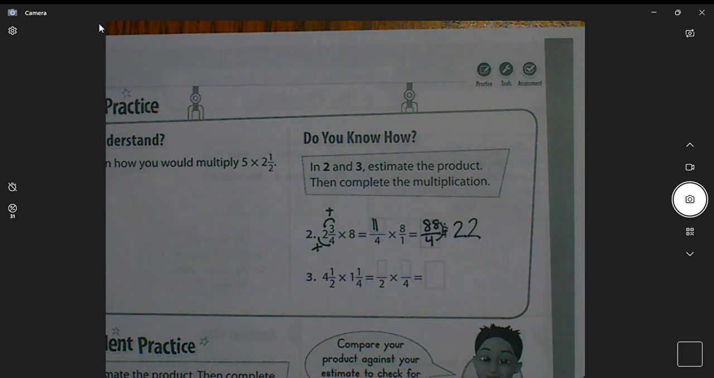You can't always use mental math. Sometimes you will have to work it out. But for that one, I knew I could. Because I knew that 8 tens divided by 4 is 2 tens. So I knew that 8 would divide by 4 again.